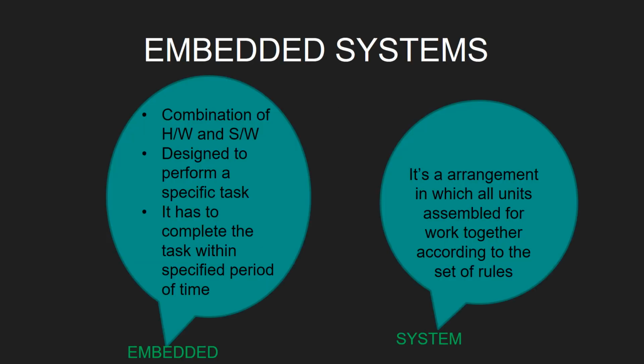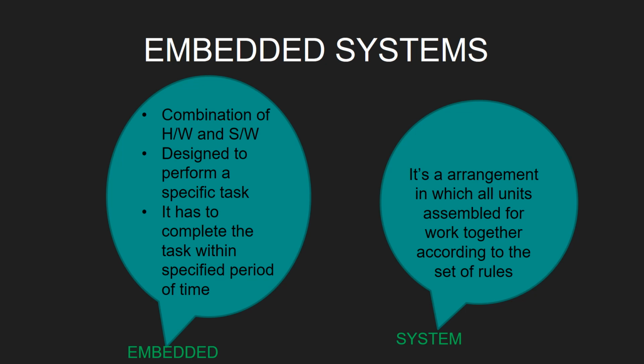First let us see what a system is. A system is an arrangement in which all the units are assembled to work together according to a set of rules. For example, let us take a time display unit. In the time display unit, all the units are assembled together in order to display the time. If one of the units fails, what will happen? The time will not be displayed. So here all the units are arranged together in order to show the time.